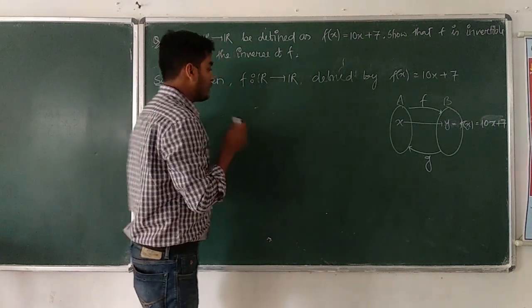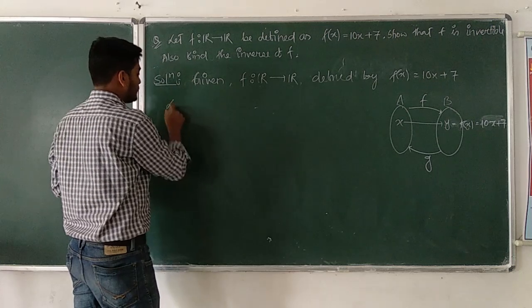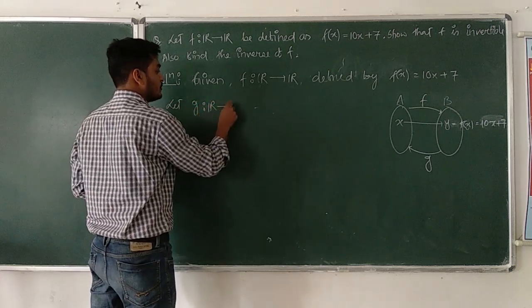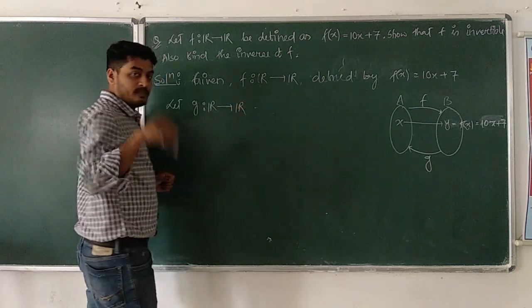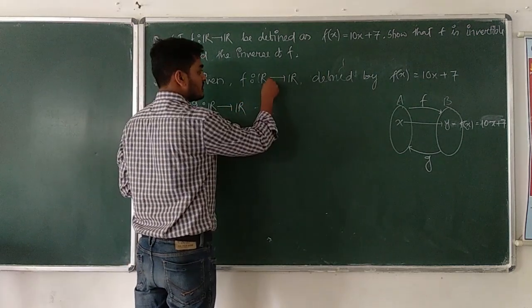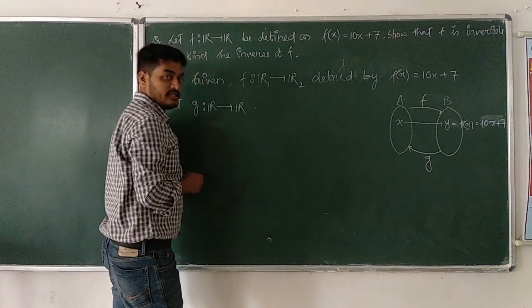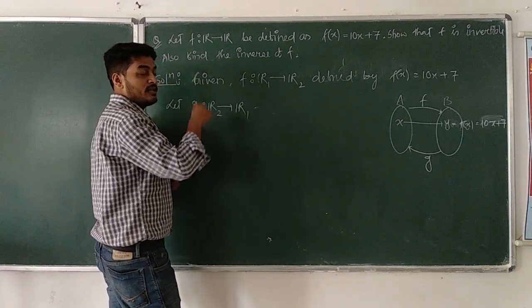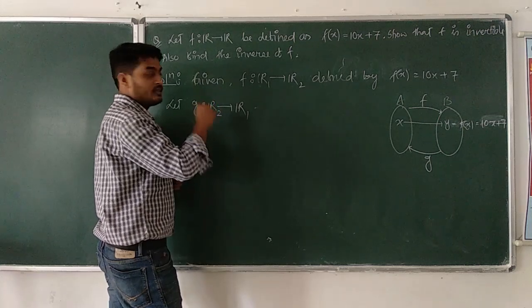So first of all, what you have to do? Let z be a function from real numbers to real numbers. For simplification purposes, let us consider this one as r1 and r2. Then z will be defined from r2 to r1. But remember, r1 and r2 both are the set of real numbers.